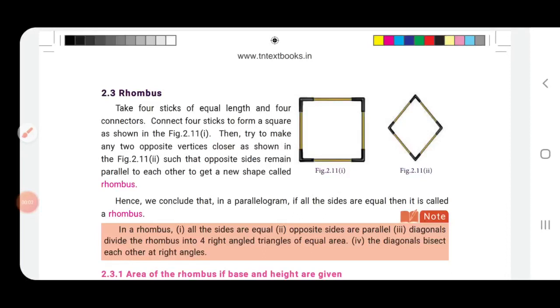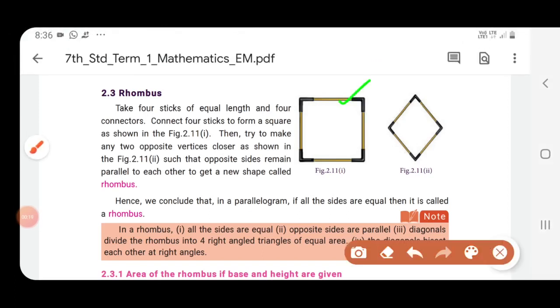Students, today let us see about the shape rhombus and we will see about area of rhombus. So first thing, the rhombus. What is the shape of rhombus? When we take four sticks of equal length, we can connect the four sticks like a square. Then we have to adjust this shape and make it like this. So this is the shape of the rhombus.